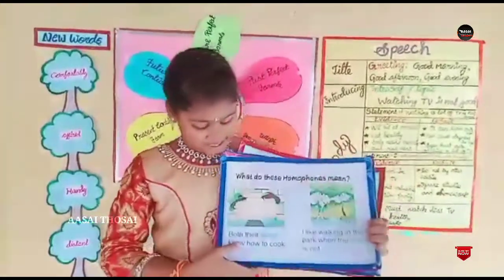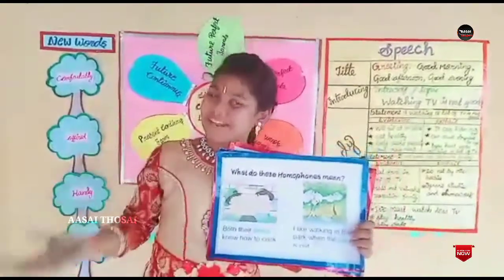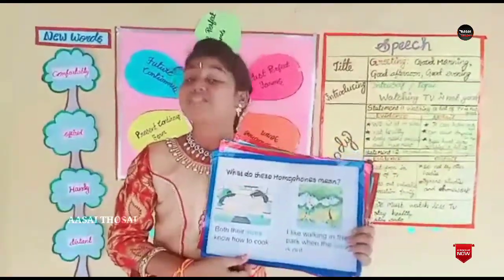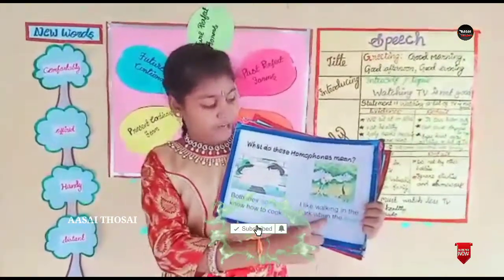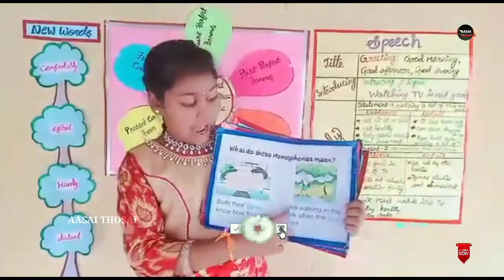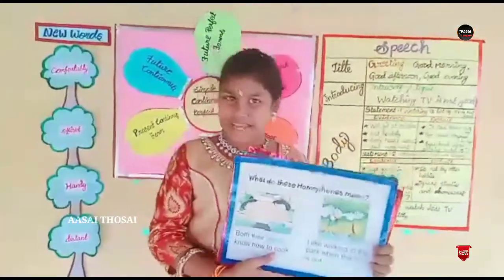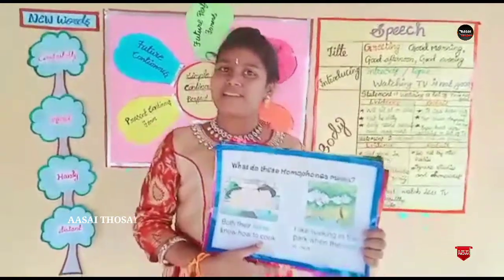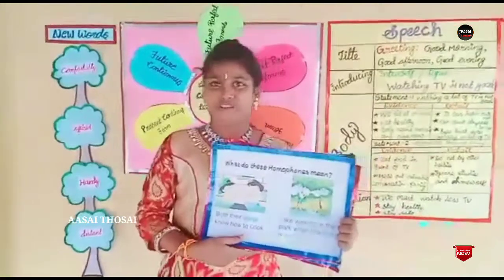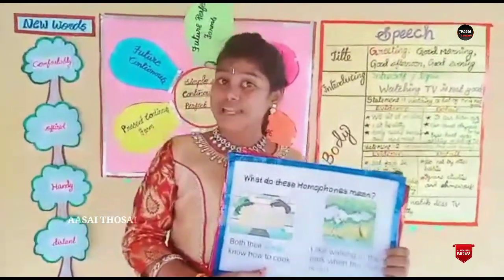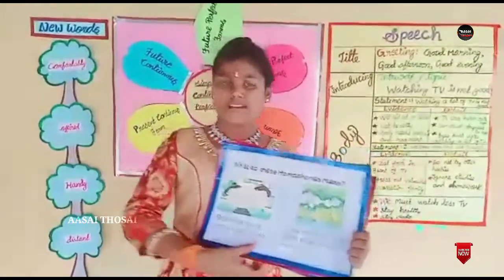Next is both their sons know how to cook. S-O-N-S. I like walking in the park when the sun is out. S-U-N sun and S-O-N son. What does this homophone mean? S-O-N son means the male child of his parents. S-U-N sun means a star which the earth revolves around is called the sun.